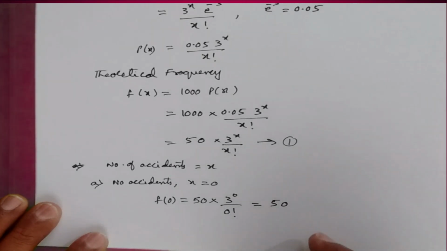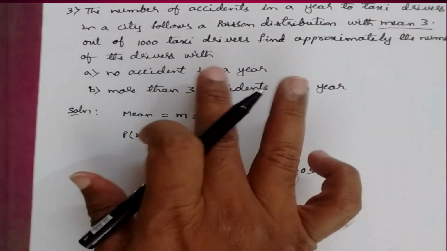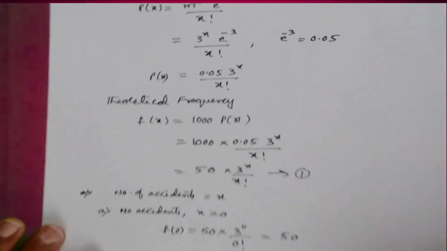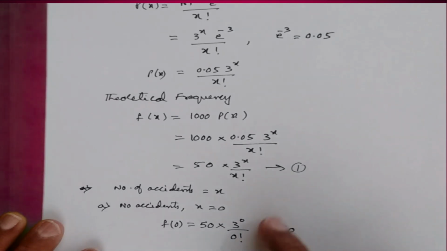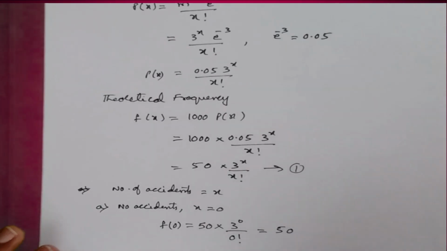So what does this represent? No accidents in a year. Find approximately the number of drivers with no accidents. So how many such drivers are there? There are 50 drivers which have not faced any accident in a year.